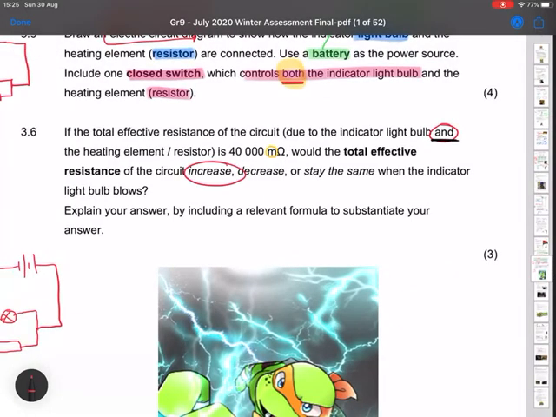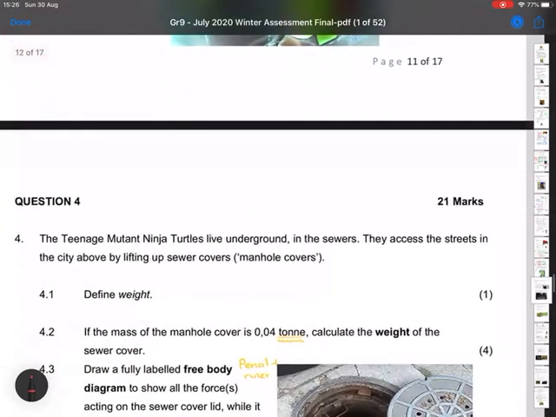So effective resistance would increase. There's only one path for current to take. And by using the relevant formula would then be your 1 over R parallel formula, where R1 could be your bulb, for example, and R2 could be your resistor. So there's the formula that you needed to have. Okay, that was question 3. Question 4.